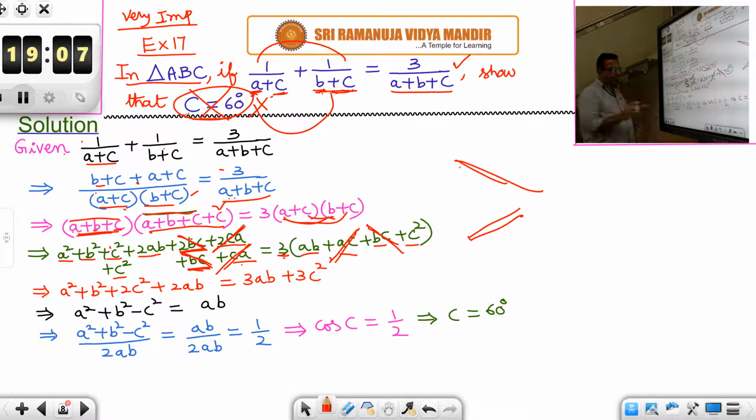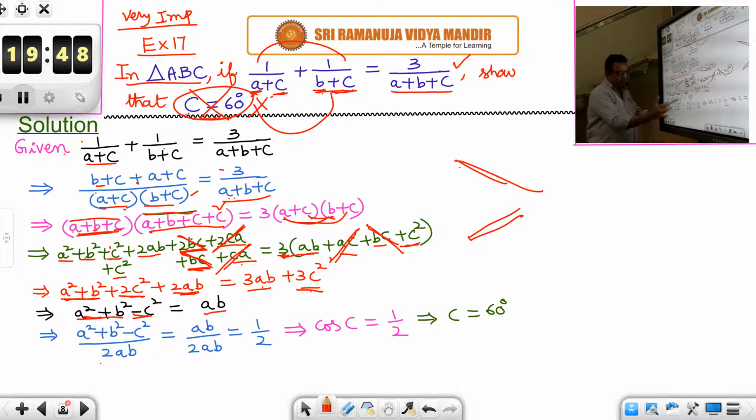Then the remaining terms I am writing: a square plus b square plus c square plus c square, 2c square, plus 2ab. That's all; the remaining four have been cancelled out. Right hand side, 3ab plus 3c square. Now a square plus b square, I keep it. 2c square minus this 3c square, so minus c square. This 2ab will go to the right hand side: 3ab minus 2ab, ab.